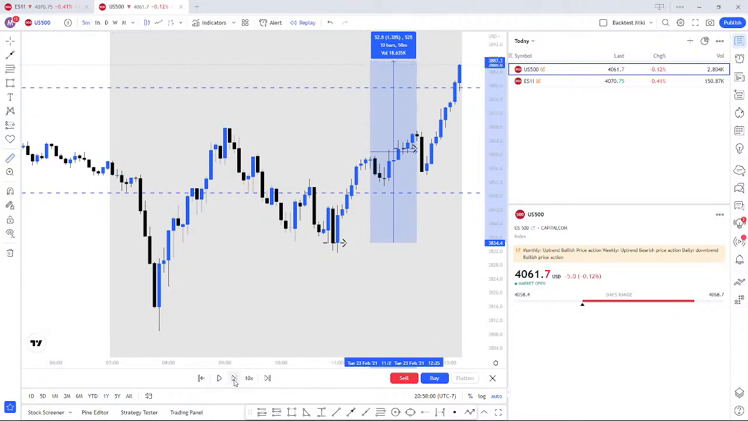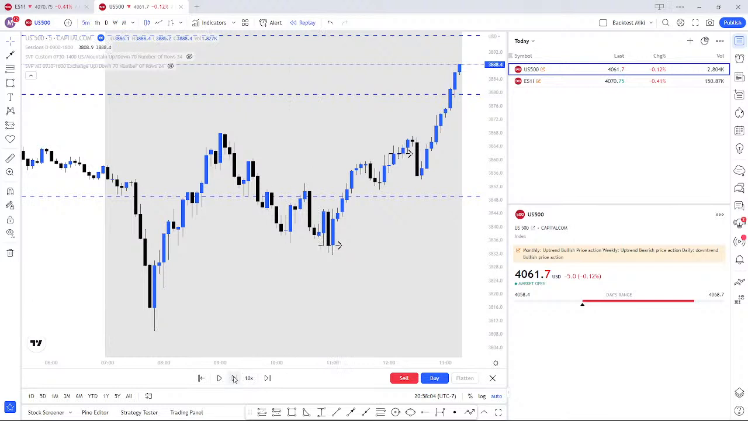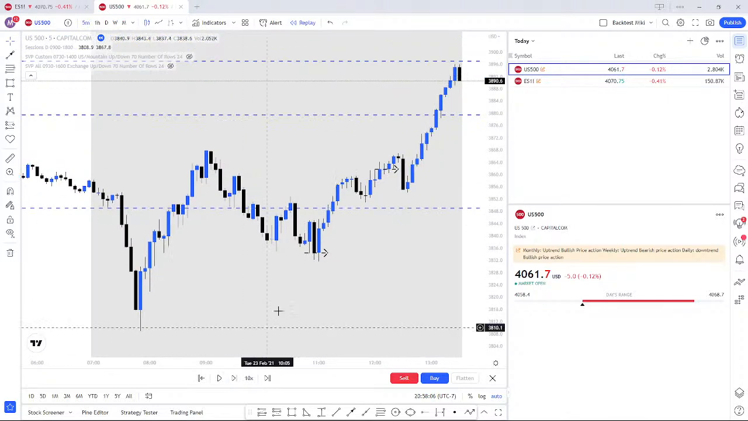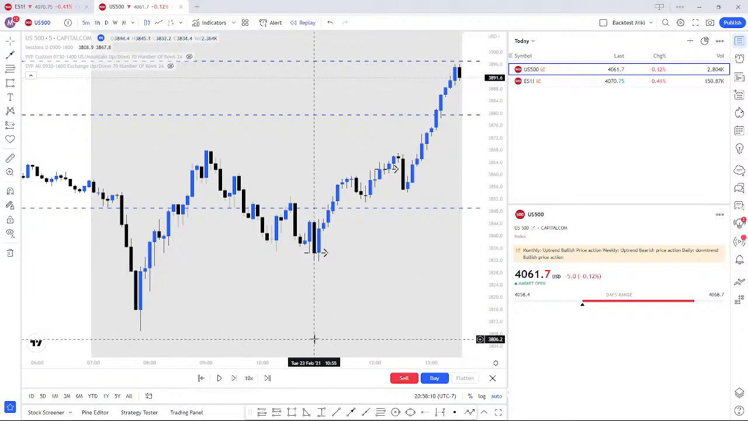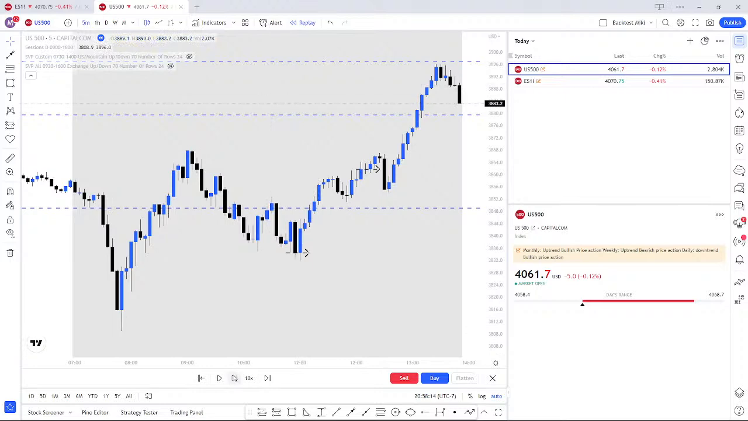About to get your 52, and literally almost end of day. Price may go to, it did go to this point. Nice rejection. Not a bad rejection. Not a bad rejection at all.